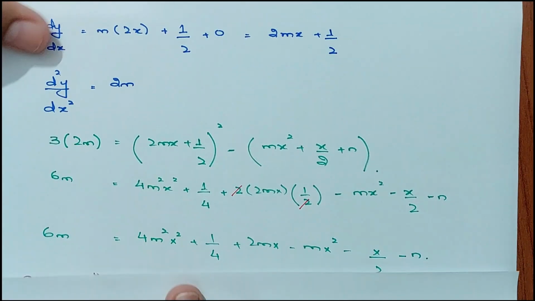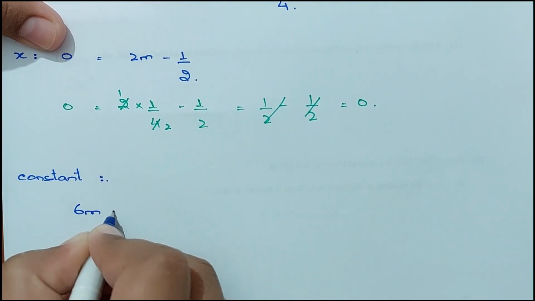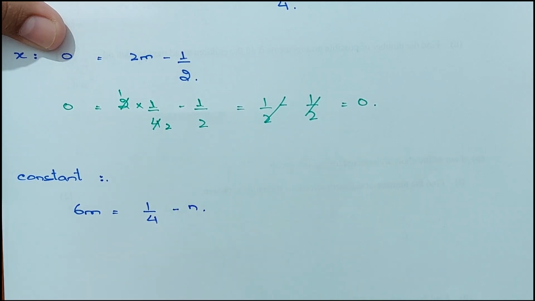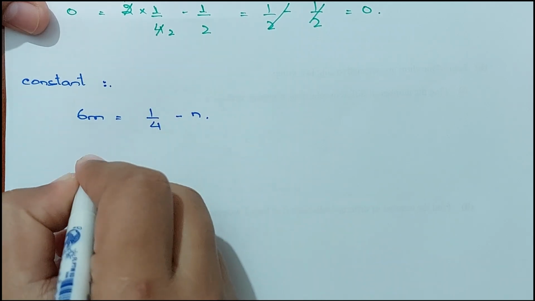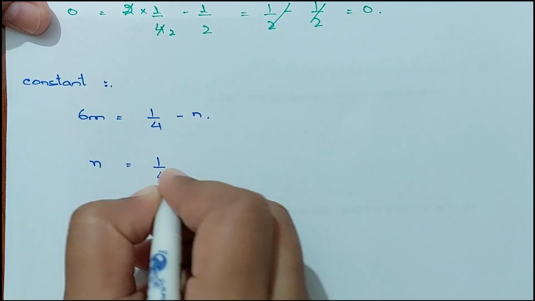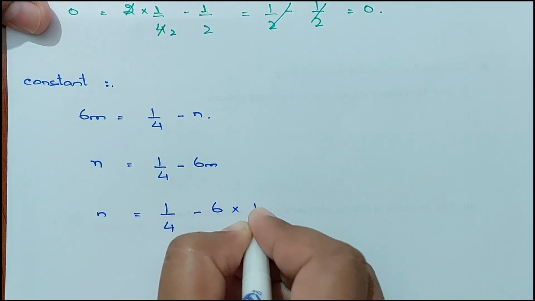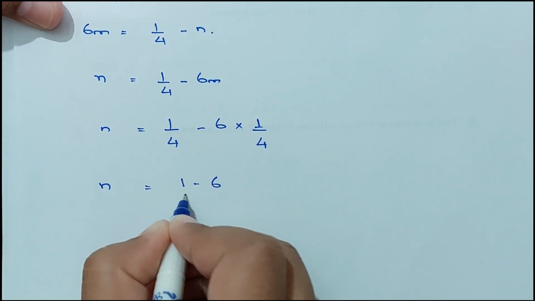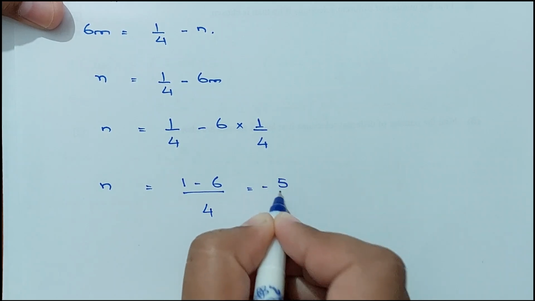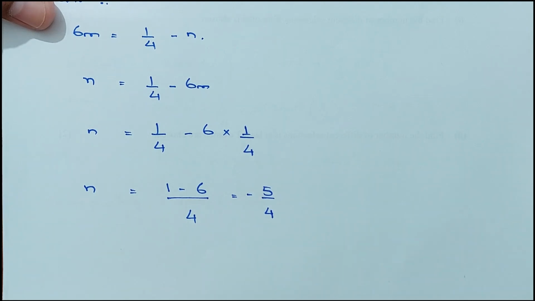Now let me compare the coefficients of constant. All right, so as you can see on the left side we have a constant 6m, and here 1 by 4 and negative n. Okay, so we have 6m equals 1 by 4 minus n. Let me solve for n, because we have the m value, we are solving for n. So shifting this n to the other side, it becomes positive n. We have 1 by 4 and shifting 6m, minus 6m. So n would be equal to 1 by 4 minus 6 into 1 by 4. Okay, so let me solve for n. This is 1 minus 6 divided by 4, and that is minus 5 by 4, and that is again a non-zero constant. So m is 1 by 4 and n is minus 5 by 4.